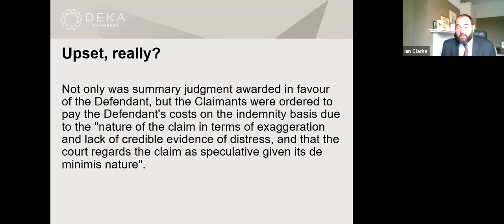It seems to be unarguable that there was a data breach in the case, but the court comes to the view that the claimants will not be able to prove that they were more than trivially distressed by it, and the claim is struck out. And not only is summary judgment awarded in favour of the defendant, but the claimants are ordered to pay the defendant's costs on an indemnity basis due to the nature of the claim in terms of exaggeration and lack of credible evidence of distress, and because the court regarded the claim as speculative, given its de minimis nature.